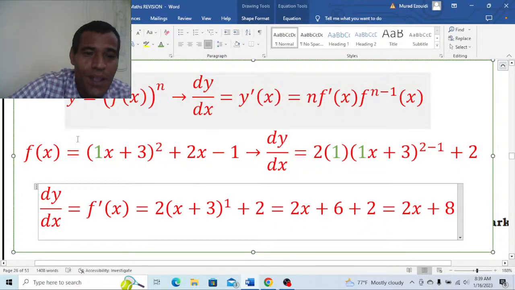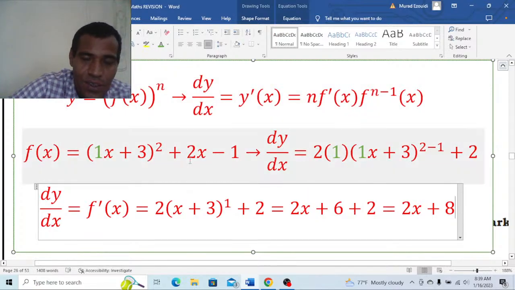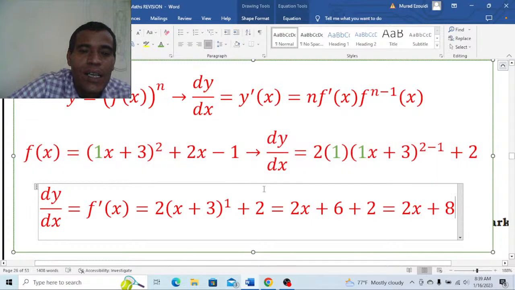The first derivative of the function is also called the gradient function, and also called the first derivative of the function. Therefore, this is the solution, my learners. I wish that you got the point.